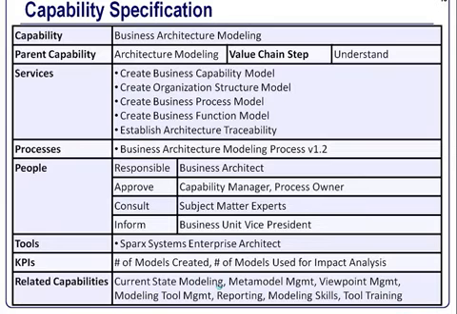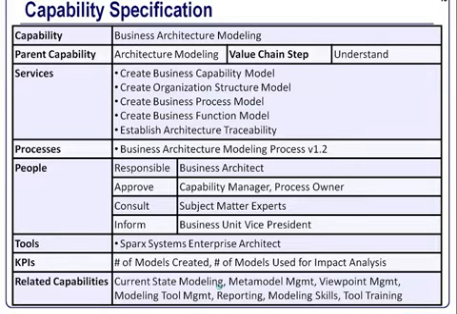So, trying to give you a closer example of what an actual capability might look like if we got down to the gory details of specifying it. Here we're going to take one of the capabilities out of the capability model, business architecture modeling. Its parent capability is architecture modeling, and it's a part of the Understand part of the value chain.